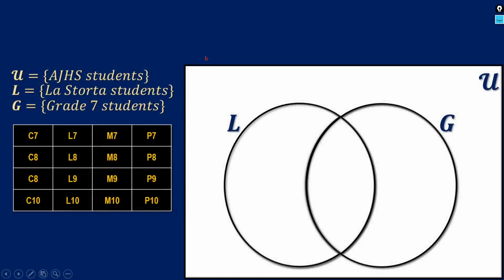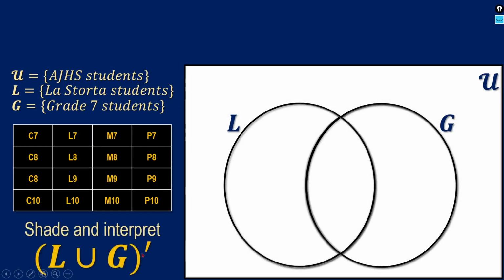Okay, I think this is the second to the last one. Let's see. Pause muna, and try to shade and write your interpretation of that set. Okay, game. We're looking for the complement of the union of L and G.